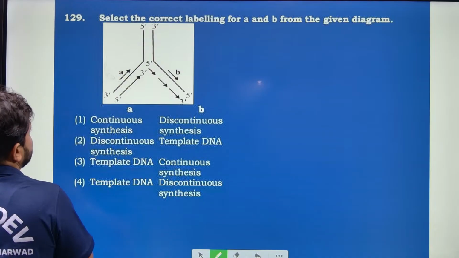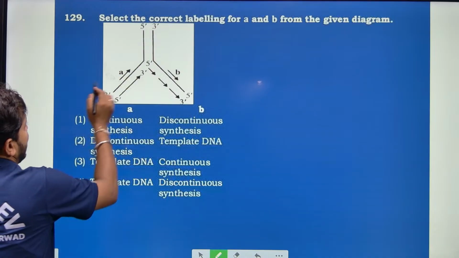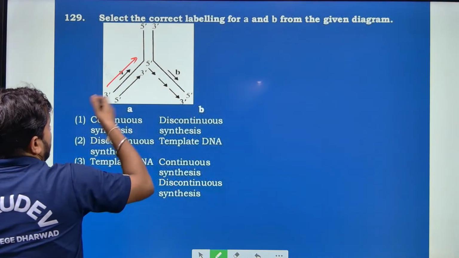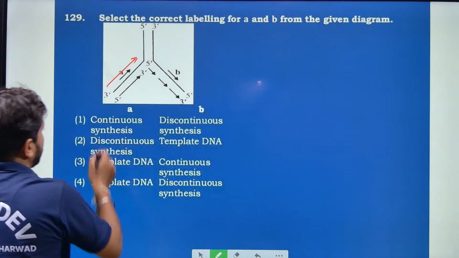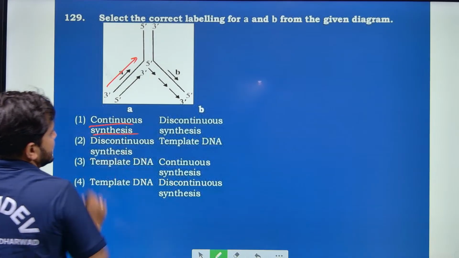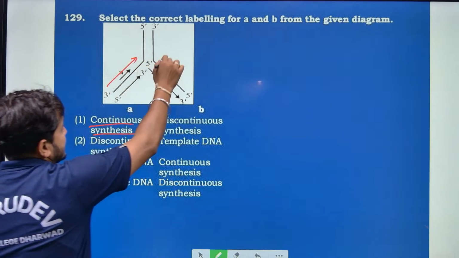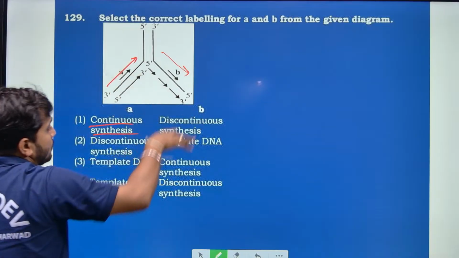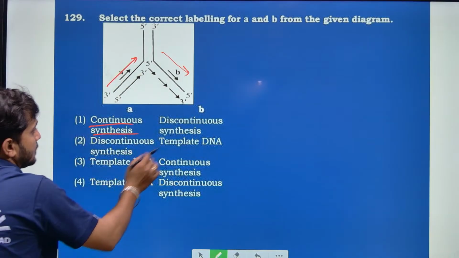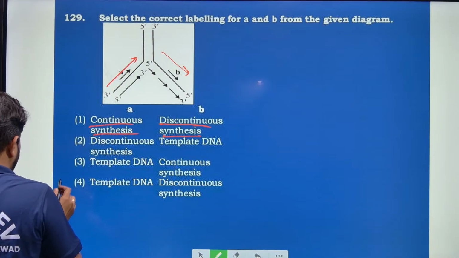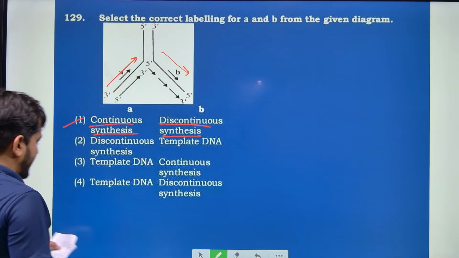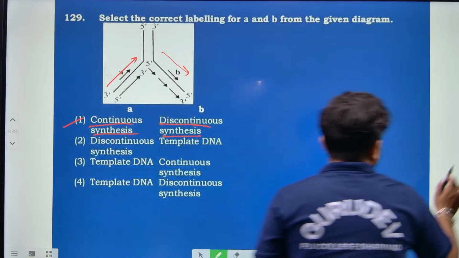So according to this, A is showing the synthesis of DNA which is taking place towards the replication fork. I call it continuous synthesis, and the synthesis which is actually taking away from the replication fork, I'll call it discontinuous synthesis. So according to that, if you consider here, A1 is correct, right?